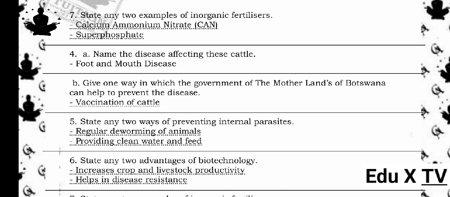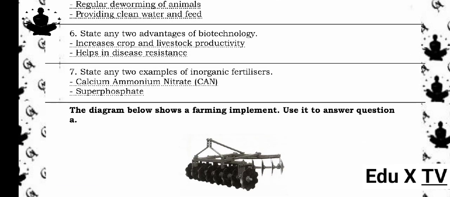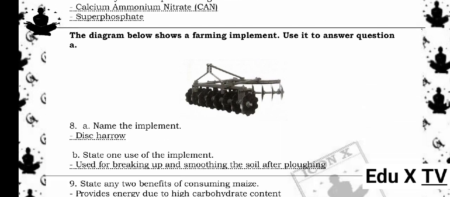Superphosphate. 4. A. Name the disease affecting these cattle. Foot and mouth disease. B. Give one way in which the government of the motherlands of Botswana can help to prevent the disease. Vaccination of cattle. 5. State any two ways of preventing internal parasites. Regular deworming of animals. Providing clean water and feed. 6. State any two advantages of biotechnology. Increases crop and livestock productivity. Helps in disease resistance. 7. State any two examples of inorganic fertilizers. Calcium ammonium nitrate (CAN). Superphosphate.